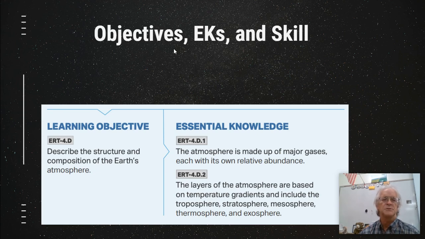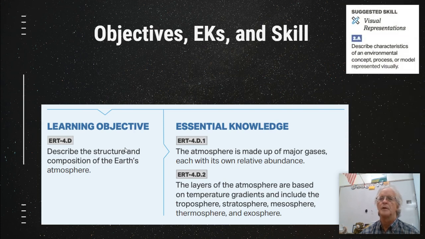Learning objective: describe the structure and composition of the Earth's atmosphere. You should be able to know about the major gases, and the layers based on temperature gradients. Make sure you understand that. Suggested skills: describe the characteristics of an environmental concept, process, or model.